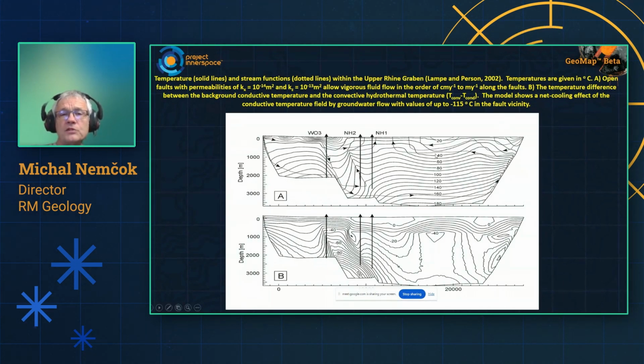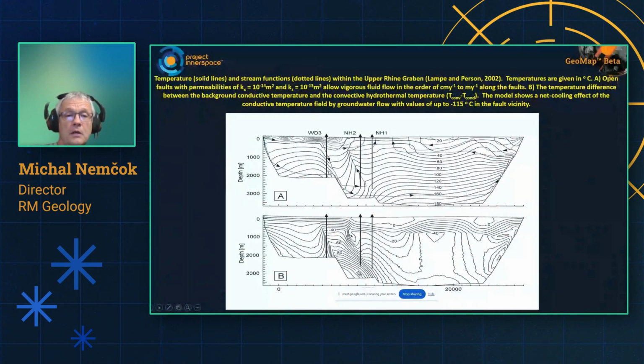I'm using this example from Lamp and Person from the Upper Rhine Graben. Here we are looking at one fault block and another one. Based on temperature contours, we can see that we are looking at 2 topography-driven fluid flow cells. Each time we have a recharge of meteoric waters, we see some cooling, and each time we have a discharge, we can see a warming effect, then another cooling, another warming.